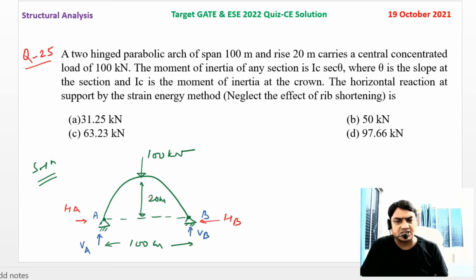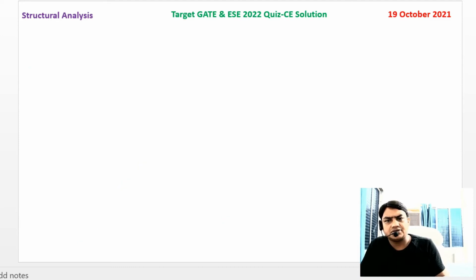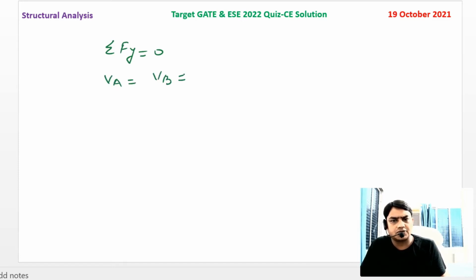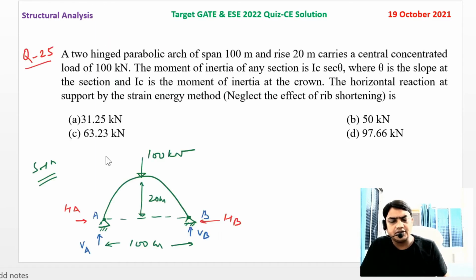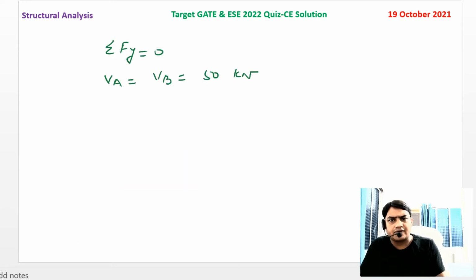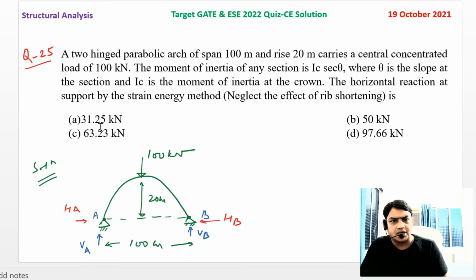As the load is symmetric, summation of Fy equal to 0 gives Va equal to Vb equal to 50 kN. Similarly, summation of Fx equal to 0 gives Ha equal to Hb equal to H, which I have assumed. This value of capital H, the horizontal reaction at the support, we have to compute by the strain energy method.